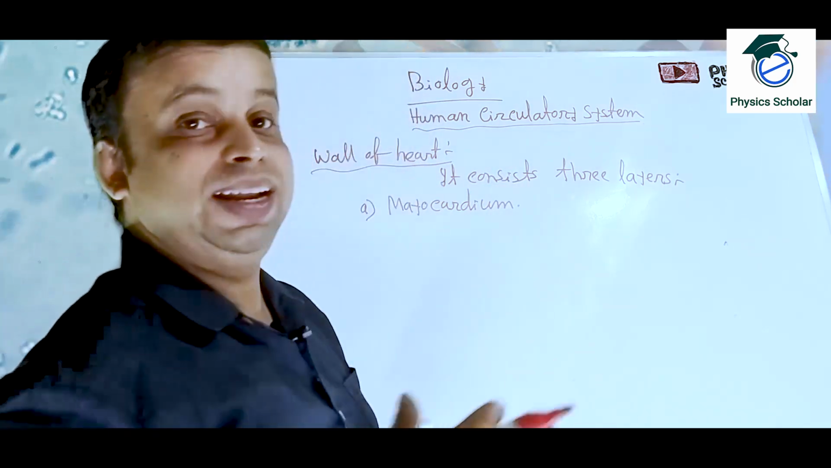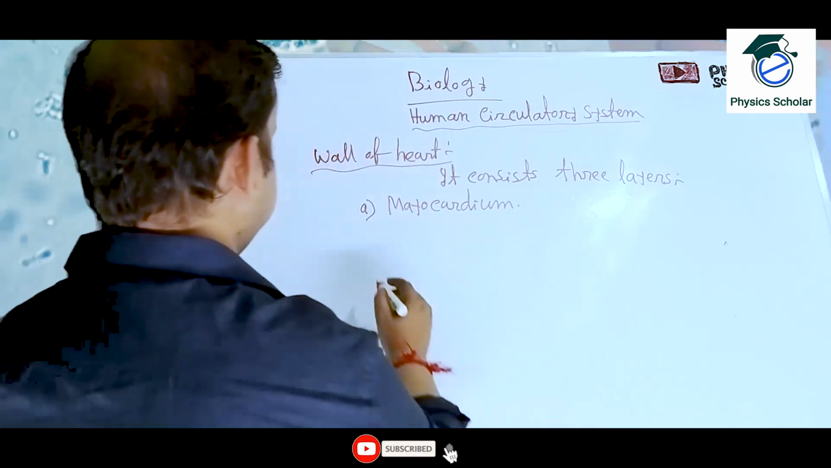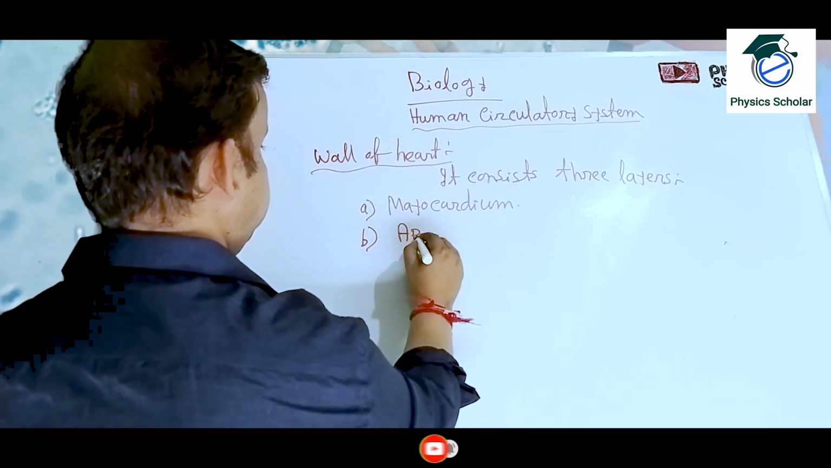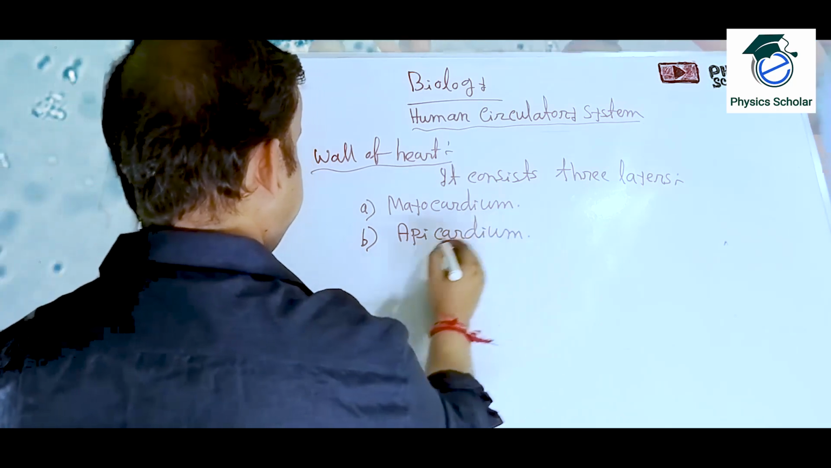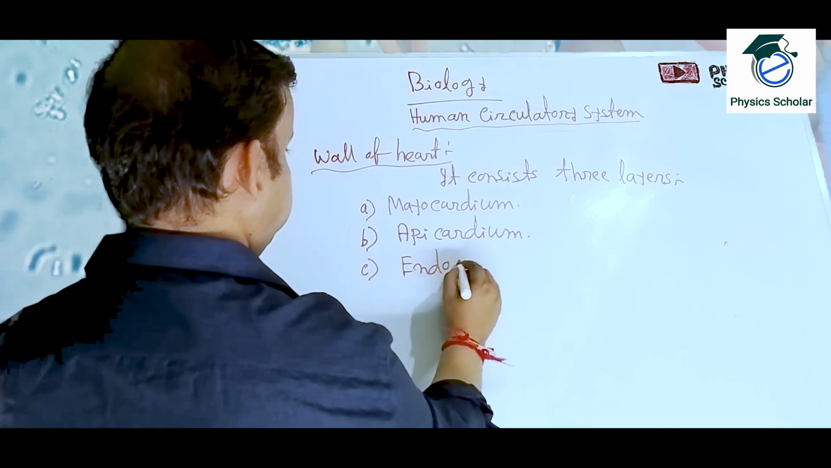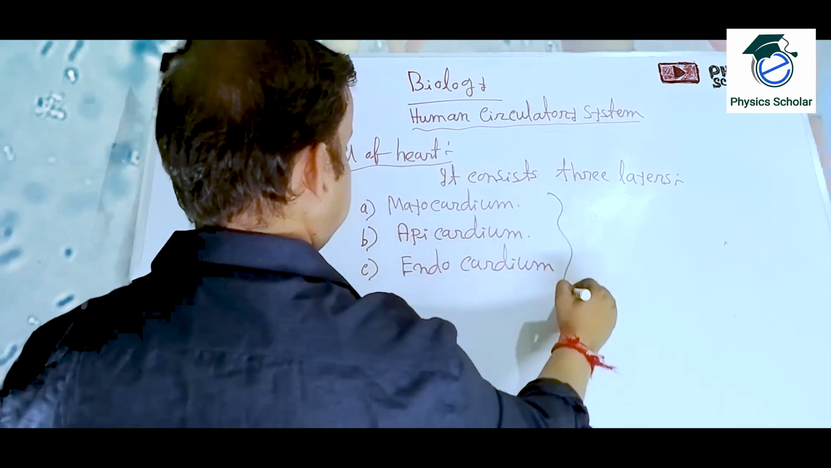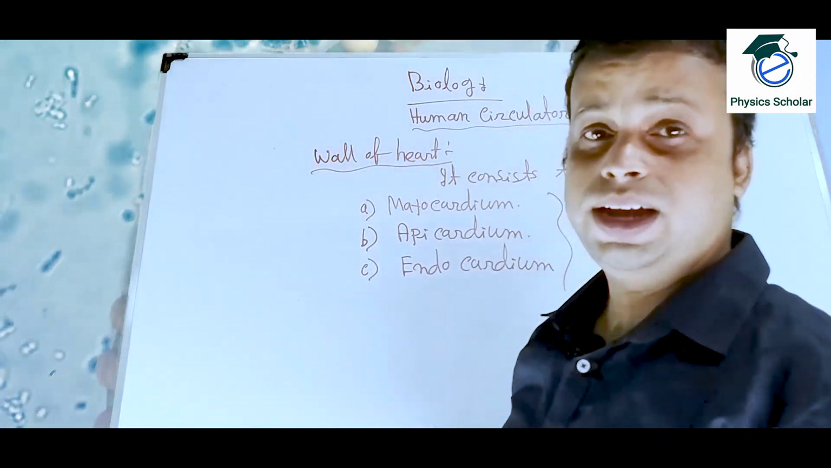Clear? The outer layer of the wall of the heart is known as the myocardium. Second one is epicardium, and third one is endocardium. Clear? So these are the three layers of the wall of the heart.